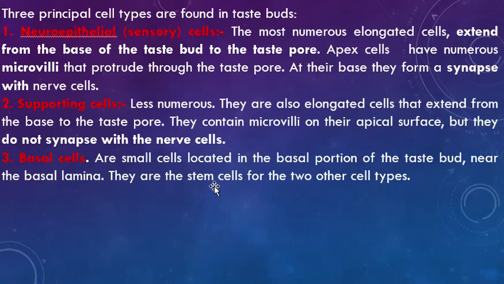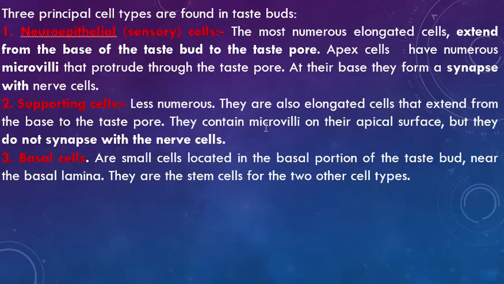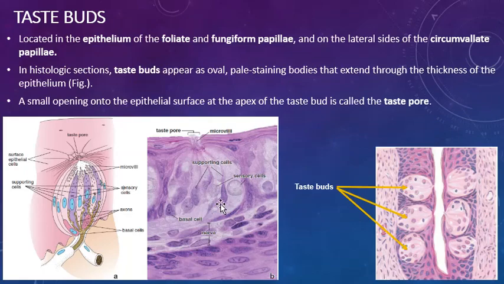Supportive cells are less numerous. They are also elongated from the base to the apical. They contain microvilli on their apical surface, but do not synapse with the nerve. Basal cells are small cells located in the basal portion of the taste bud. These cells are stem cells, undifferentiated cells, that can differentiate to give us sensory cells and supportive cells.